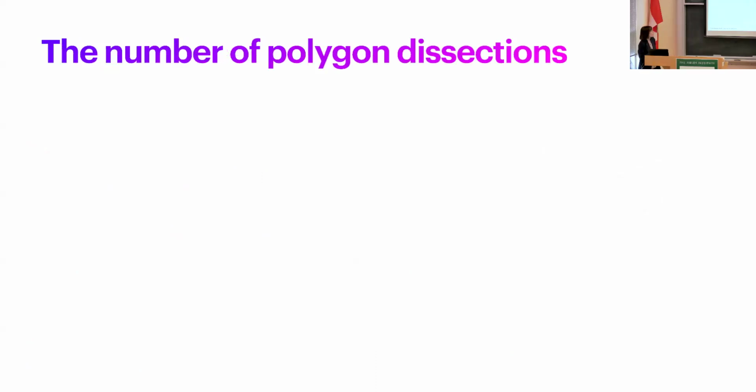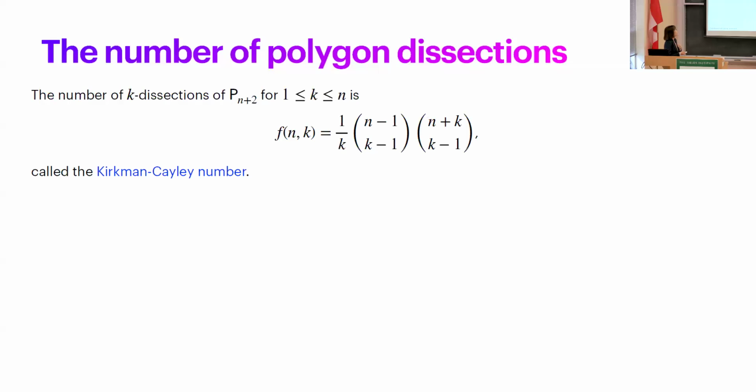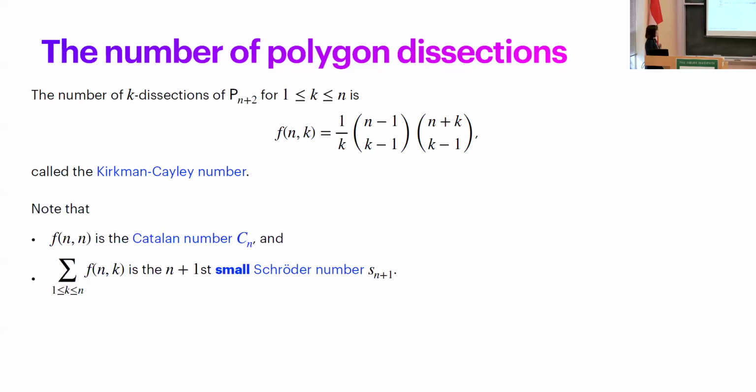The number of polygon dissections is already studied in combinatorics. So the number of k-dissections of the polygon P_{n+2} is 1/k times C(n-1, k-1) times C(n+k, k-1). And it is called the Kirkman-Cayley number. In particular, when k is n, the number is the same as the Catalan number C_n. And the sum of f(n,k) is known as the (n+1)st small Schroeder number. That means the number of all dissections of a polygon P_{n+2} is the (n+1)st small Schroeder number.